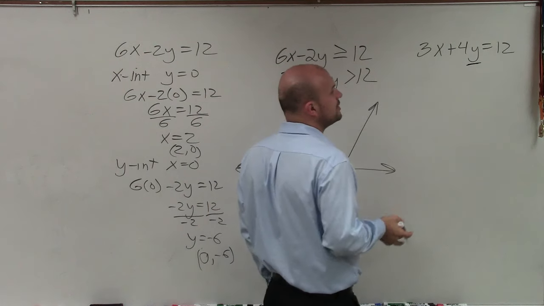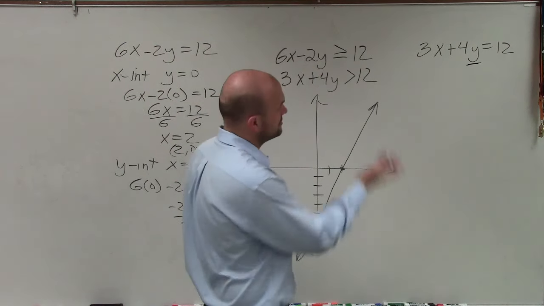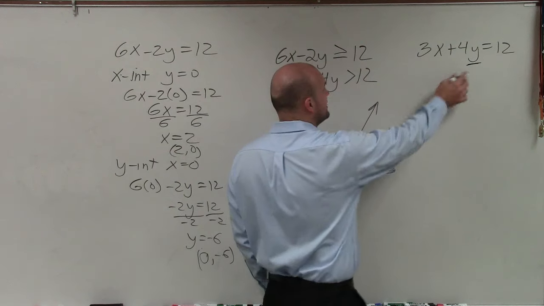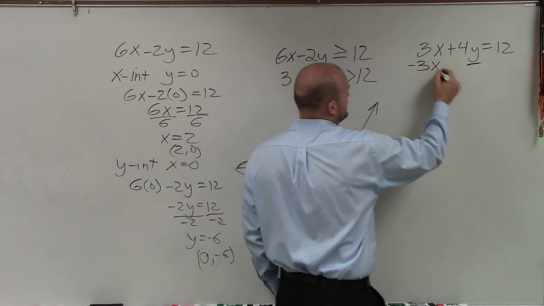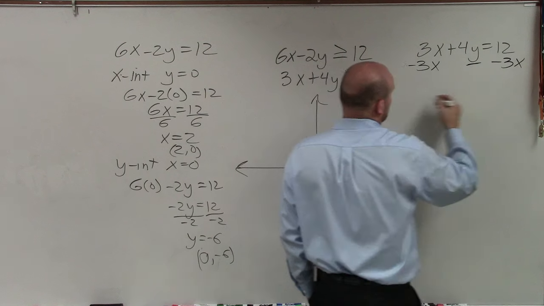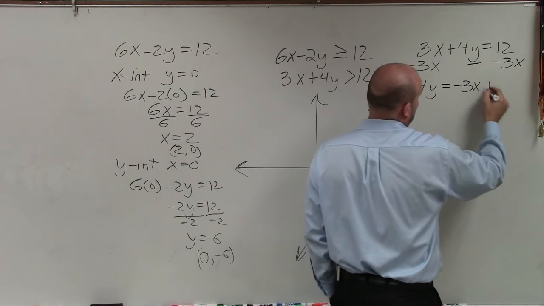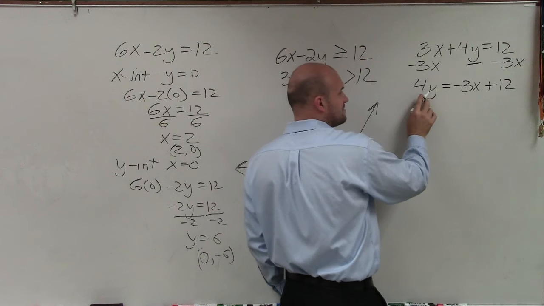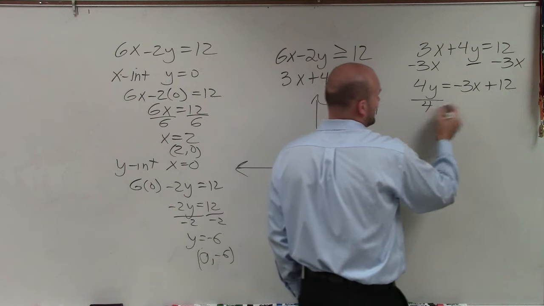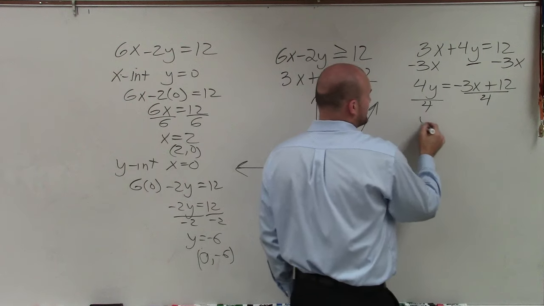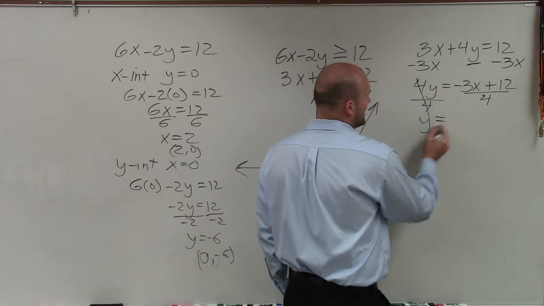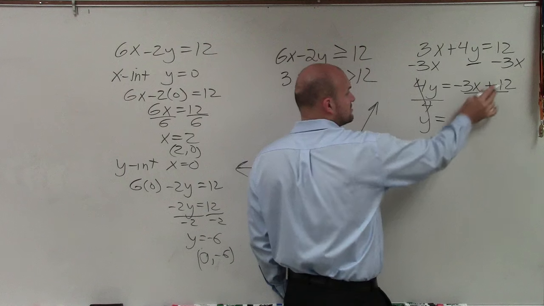To do that, we need to undo everything that's happening to our variable y. The first thing we see is that y is being added to 3x, so I subtract 3x on both sides. Therefore, I have 4y is equal to negative 3x plus 12. Now I see my variable y is being multiplied by 4, so I divide by 4. So therefore, I have y is equal to, make sure you divide the 4 into both of your terms.